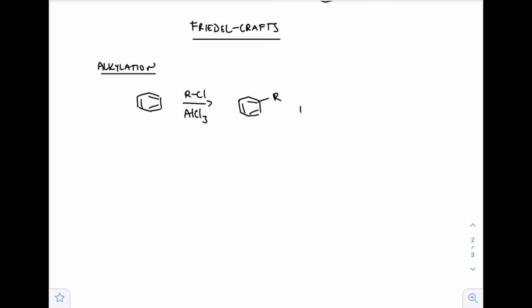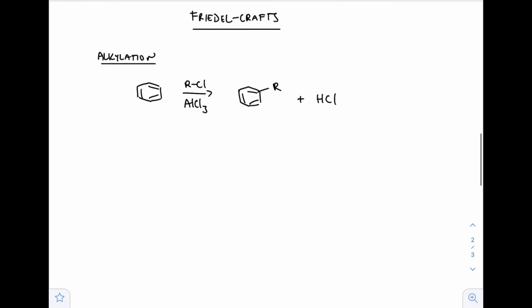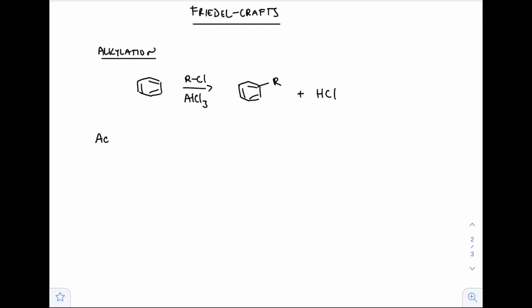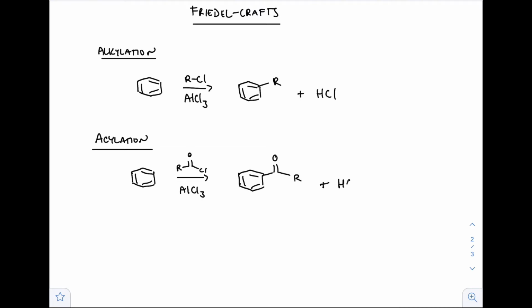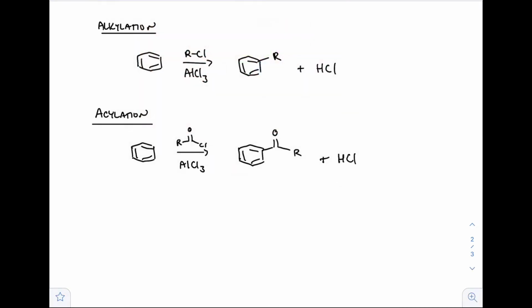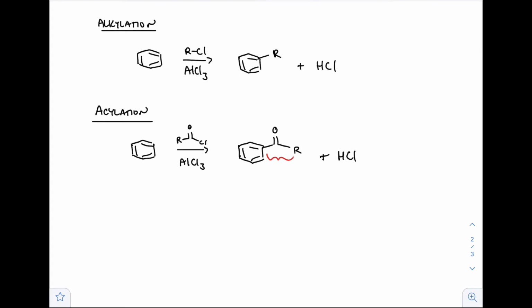Remember, the alkylation is basically a benzene ring with an alkyl chloride and aluminum chloride, and then it makes a benzene ring with an alkyl group on it, as well as HCl, of course. And then the acylation is basically a benzene taking this carbonyl compound. So this is an acid chloride, acyl chloride, with aluminum trichloride again, because that's our Lewis acid source. And then you add the carbonyl group to the benzene ring, making a new ketone. So that group right there is called an acyl group. That's why it's called Friedel-Crafts acylation.